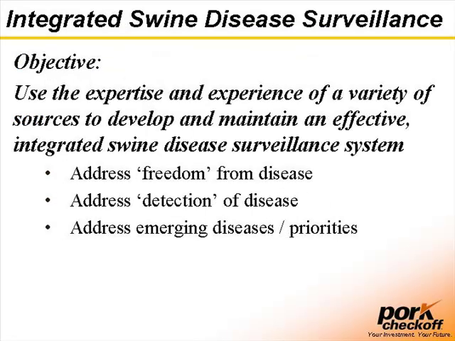So if you look at integrated swine surveillance, these slides actually were written after a meeting that we held in 2007. The objective of what we see as an integrated swine disease surveillance program is to use the expertise and experience of a variety of sources to develop and maintain an effective integrated swine disease surveillance system. And we need to do things like address freedom from disease and address detection of disease, largely for trade issues.